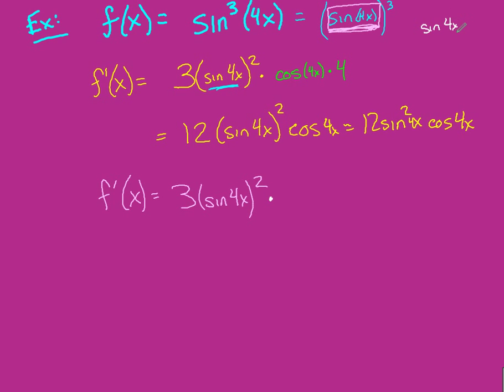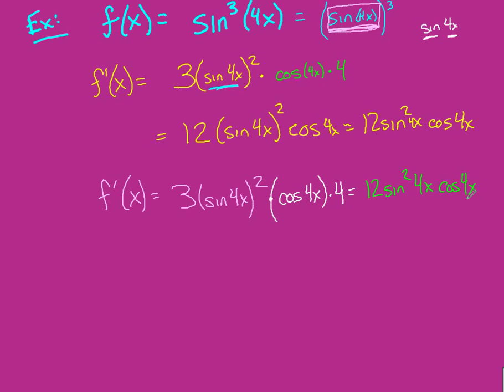Sine of 4x, what's an outside and what's the inside? So the outside is sine. Its derivative is cosine. I keep the inside the exact same. And then I multiply by the derivative of the inside, which is 4. And then from there, it's just simplifying. The 4 times 3 gives you 12. I'm going to have sine squared of 4x, and I'm going to have a cosine of 4x.